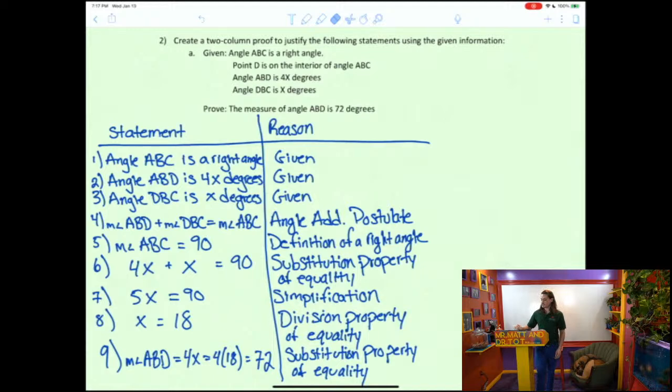If you have any questions, then please let me know as always. Otherwise, let's look at question number 3.